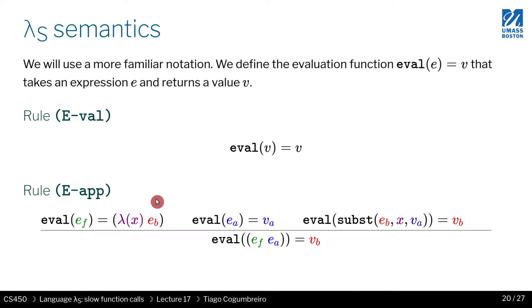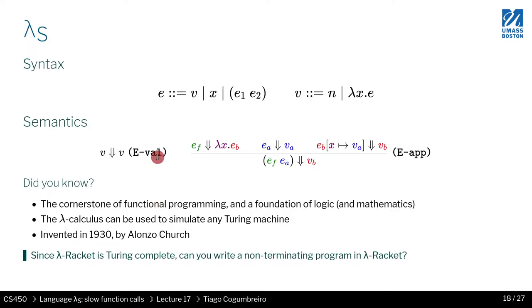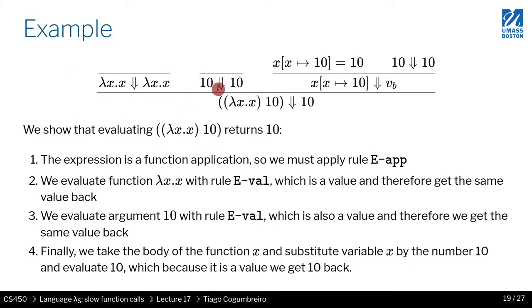That means that if it's a value, I have to apply the rule for values. So if it's a value, I just return it. Number is a value, return it. So I have the evaluated function, I have the evaluated argument, which in this case are just themselves. Then what do I do? I take the body of the function and I replace the parameter, which in this case is x. I find and replace every x by 10. So if I find and replace an x by 10, I get 10. I evaluate 10 because I have to evaluate the body of the function, which returns 10. So v of b will be 10 and this will be 10.